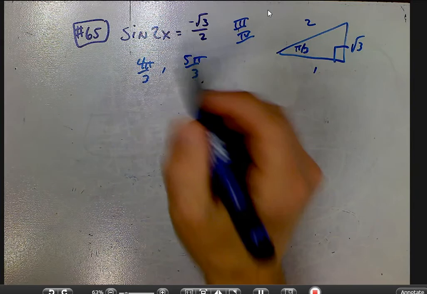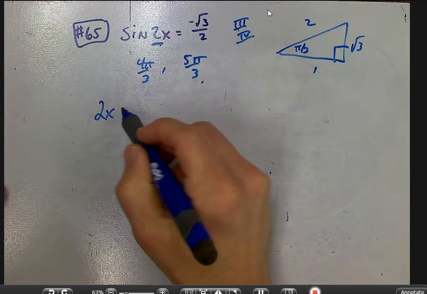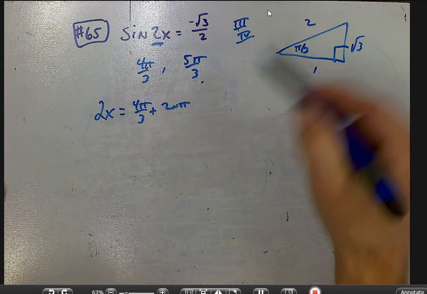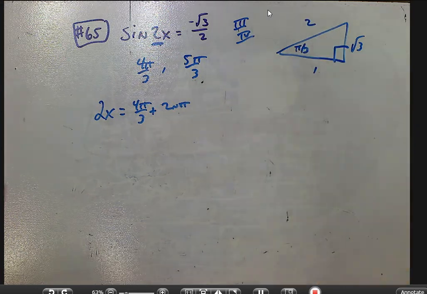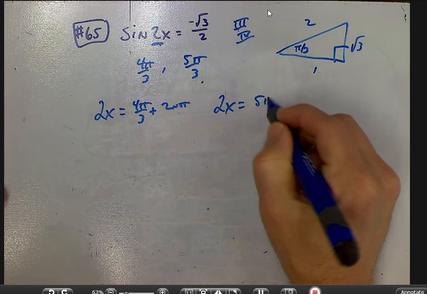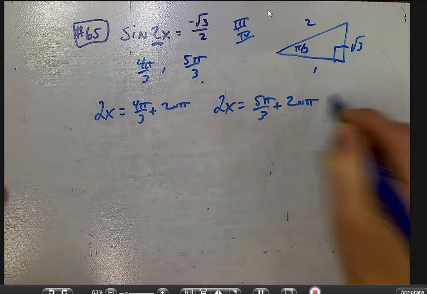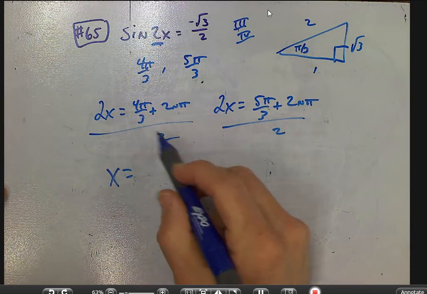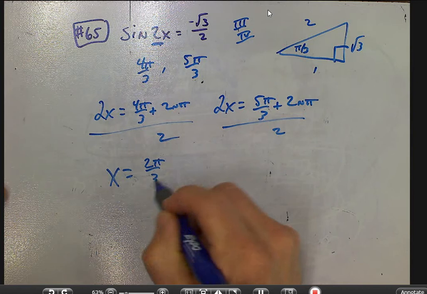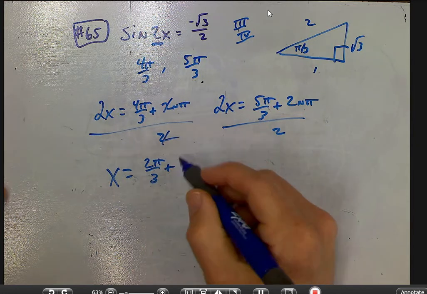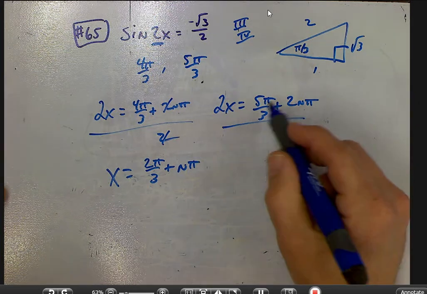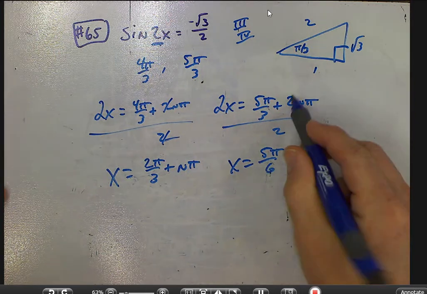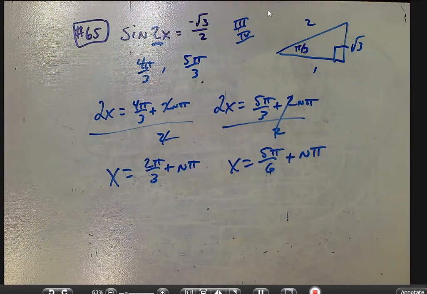Since it's a double angle 2x, I say 2x equals 4 pi over 3 plus 2n pi. I know to add the 2n pi because there is no restriction up here at the top like we've been talking about. And 2x equals 5 pi over 3 plus 2n pi. Divide by 2 for both of them. X equals 4 pi over 6, which reduces to 2 pi over 3. The 2's cancel here, leaving plus n pi. 5 pi over 3 is now going to be 5 pi over 6. The 2's cancel, leaving plus n pi. And there's my two answers.